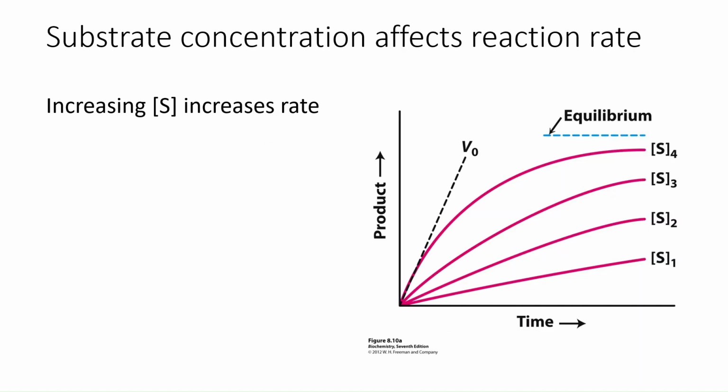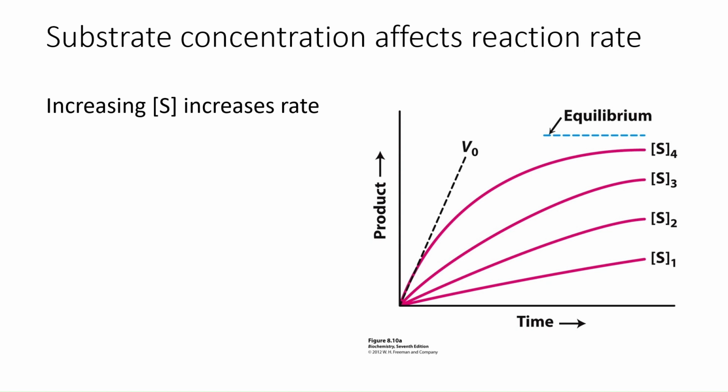So how else can we affect the reaction rate, or what items do affect the reaction rate? One really important consideration is the concentration of substrate, how much substrate is available. As you increase the concentration of the substrate, that's going to also increase the rate of the reaction. Because more substrate is available, it's going to be able to form more enzyme-substrate complex, and ultimately more product is going to be formed more quickly.